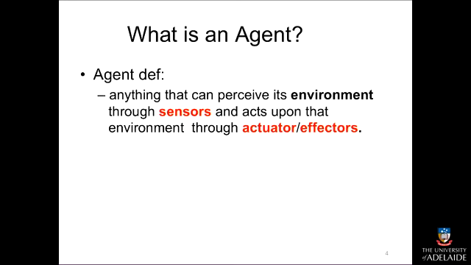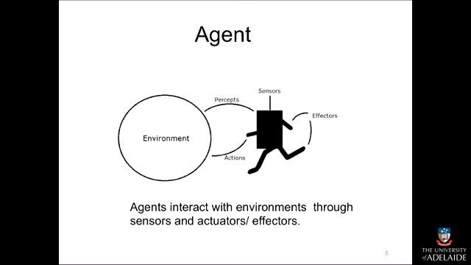So first of all, what is an agent? It's a sort of nebulous concept. We're going to adopt this fairly broad definition that it's anything that can perceive its environment through sensors and acts upon that environment through actuators or effectors, things that can affect the environment. And we're going to adopt a fairly broad definition, so this is going to apply to virtual environments, software environments, as well as physical environments.